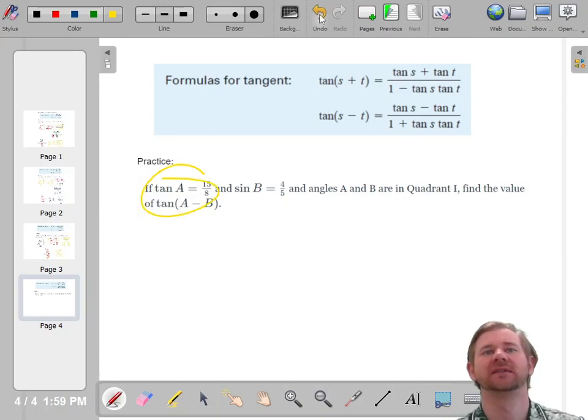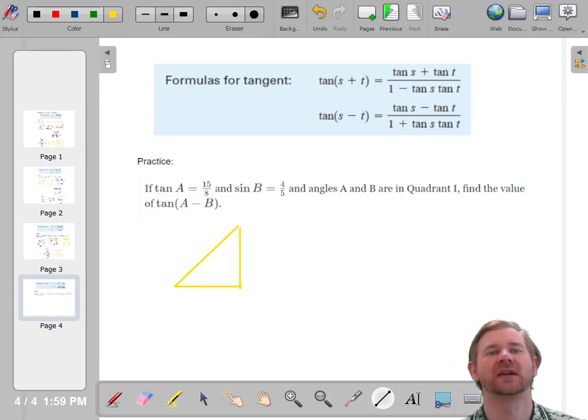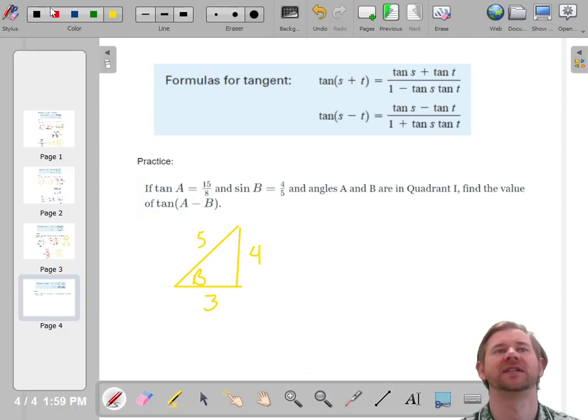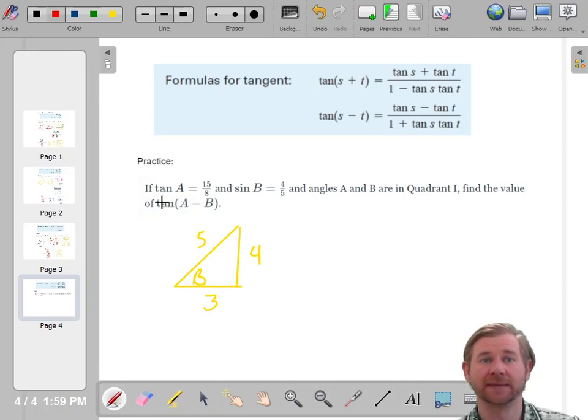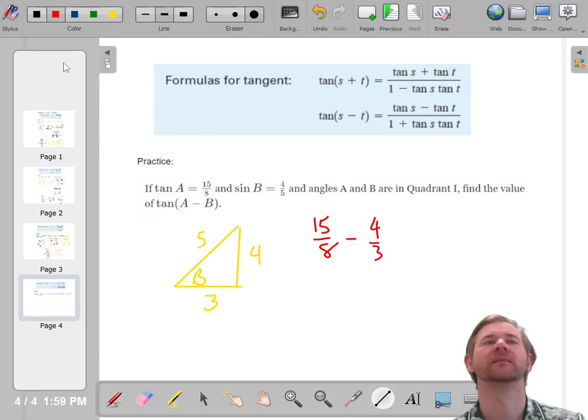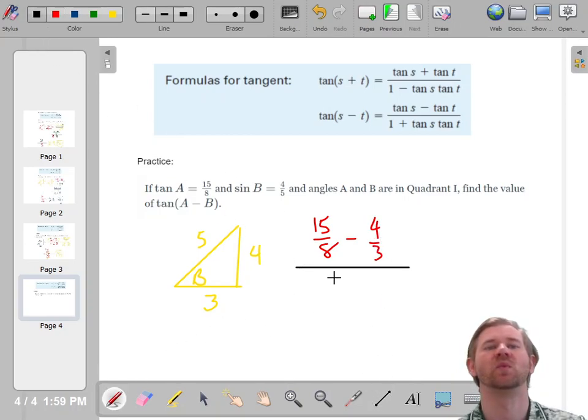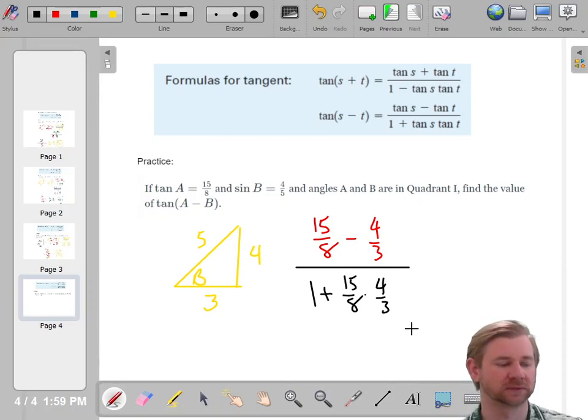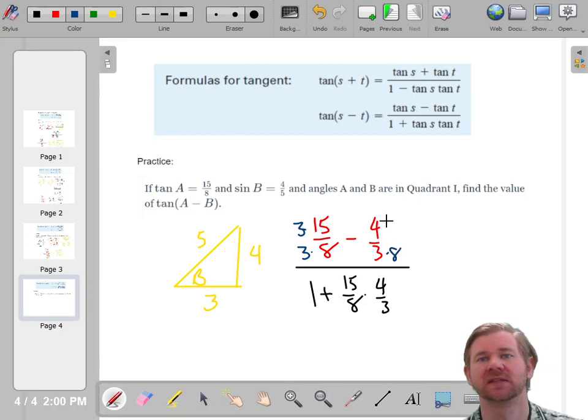So they gave us tangent of A. Take the win. Don't need to worry about it, but I will draw a helper triangle for B. So sine of B is 4/5. That means this side is 3. Great. Now I have the tangent of B is 4/3. So A minus B, so the tangent of the first angle, the tangent of A is 15 over 8. The tangent of the second angle is 4/3. Big fraction bar. And now remember, it's 1 plus 15 over 8 times 4/3. Get a common denominator. I'll just multiply them times each other, like I said, just to be consistent.